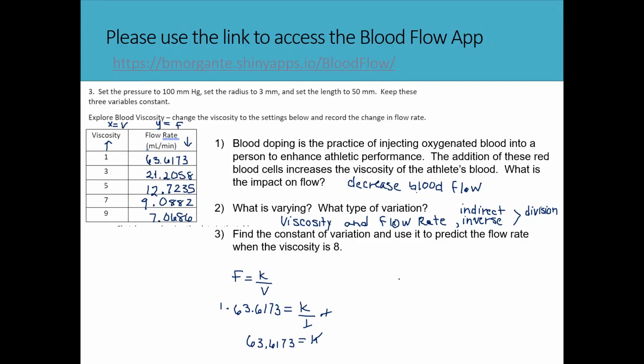Now I can use that constant to answer additional questions as long as I use it with my formula. So it asks me to predict the flow rate when the viscosity is 8. So flow rate is going to be 63.6173. That's the constant, filling that in for K. Viscosity of 8, so I put the 8 in the denominator for that. And then I'm going to divide to get to my answer. So that's where I get 7.952 as my answer.